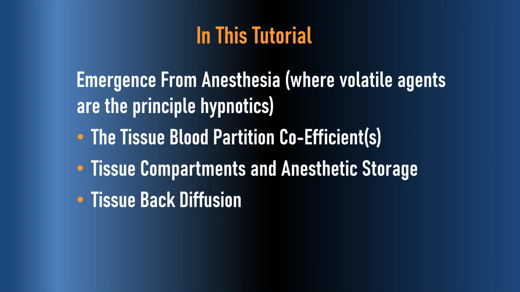In the tutorial, we're going to look at the first part of emergence from anesthesia. This is where volatile agents are the principal hypnotics. I'm going to start with a discussion about tissue blood partition coefficients, and then we're going to work on to tissue compartments and anesthetic storage, and then tissue back diffusion.